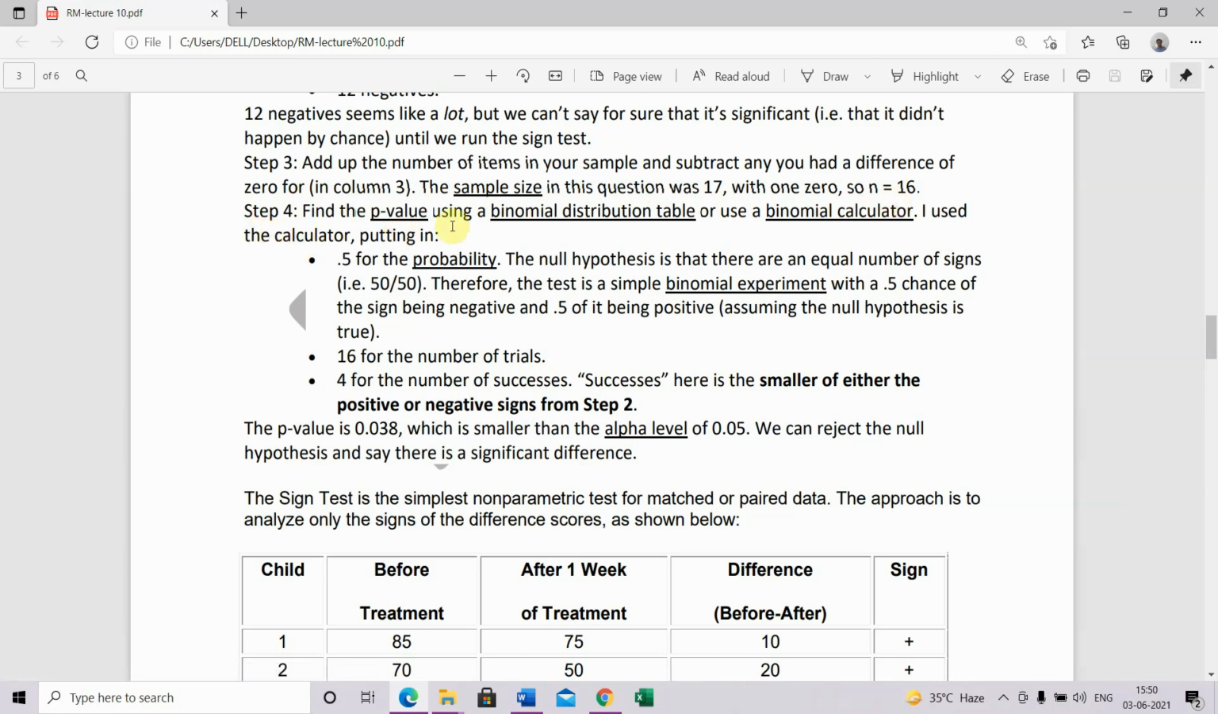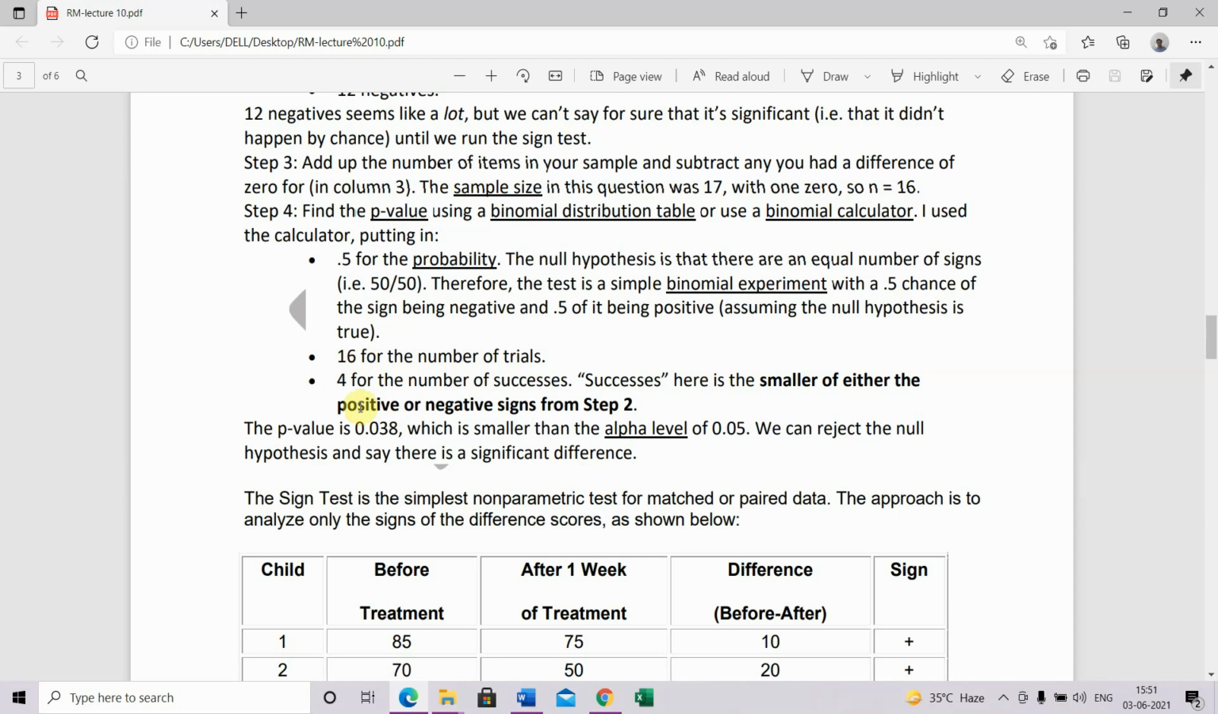Step 4, find the p-value using a binomial distribution table or a binomial calculator. I used a calculator, putting in 0.5 for the probability. The null hypothesis is that there are an equal number of signs, 50 by 50. Therefore, the test is a simple binomial experiment with 0.5 chance of the sign being negative and 0.5 of it being positive, assuming the null hypothesis is true.